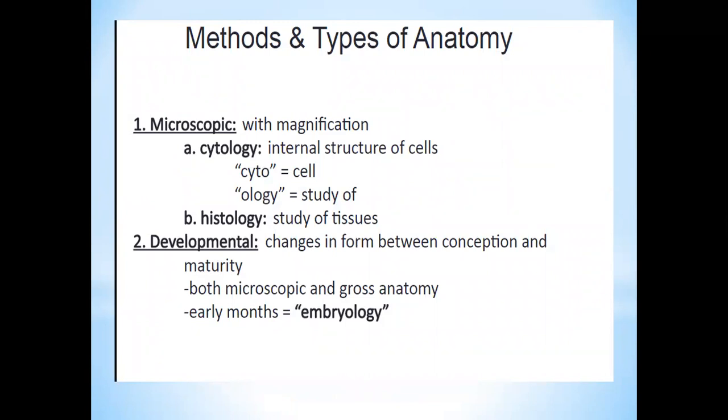The microscopic method uses magnification. There are cytology and histology. Cytology is the internal structure of cells. Histology is the study of tissues. Developmental methods study changes in form between conception and maturity. Both microscopic and gross anatomy are elements of embryology.